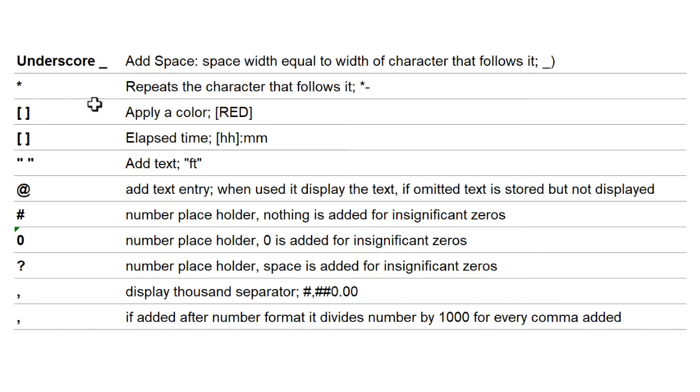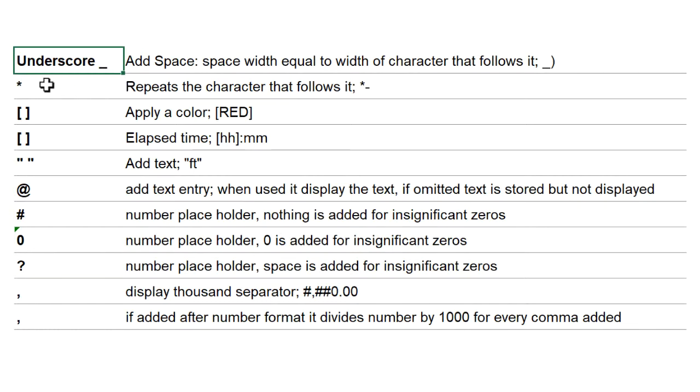So the first thing is the underscore. If you use underscore in your code, that will apply a space, and the space is going to be equal to the width of any character that follows it. It is used normally to align positive numbers with negative numbers, where negative numbers are within parentheses.